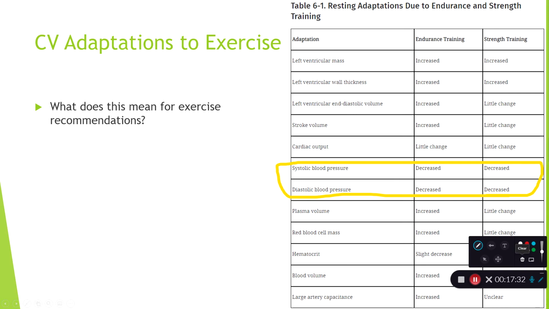So for exercise recommendations, clearly endurance or cardio training is the way to go, and this is why you should stress the importance of having a training program where it doesn't just strictly emphasize one aspect of training over the other. You need to do cardio training for heart health. You need to do strength training for overall health. You need to do both of them together to get the best of both worlds.